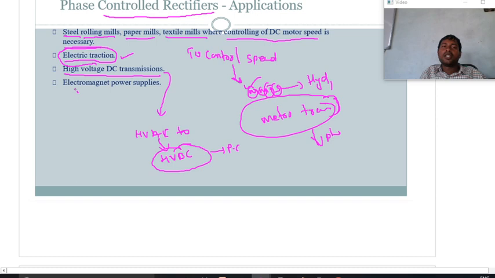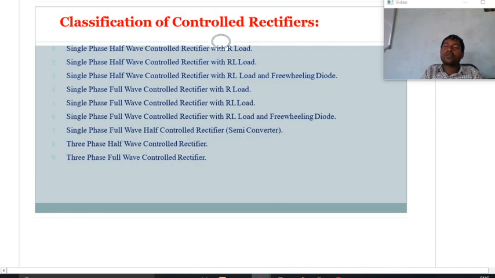Classification of controlled rectifiers. Since space was not sufficient at the initial stage, I am explaining the classification here. Single phase half wave controlled rectifiers are classified in this manner. First one is R load: half controlled rectifier with R load, and RL load. R load is nothing but resistive load.